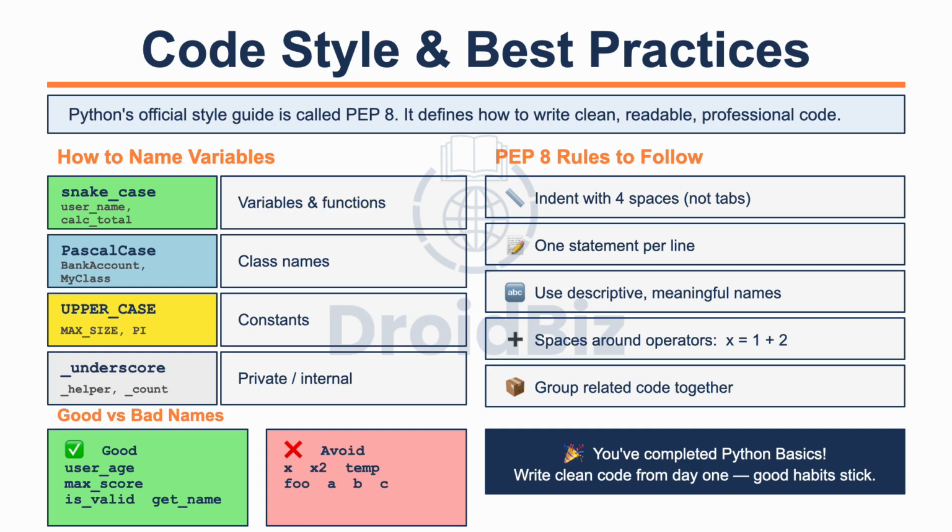Always indent with 4 spaces, never tabs. Put only 1 statement per line. Use descriptive, meaningful names. Put spaces around operators. Write x = 1 + 2, not without spaces. And group related lines of code together.